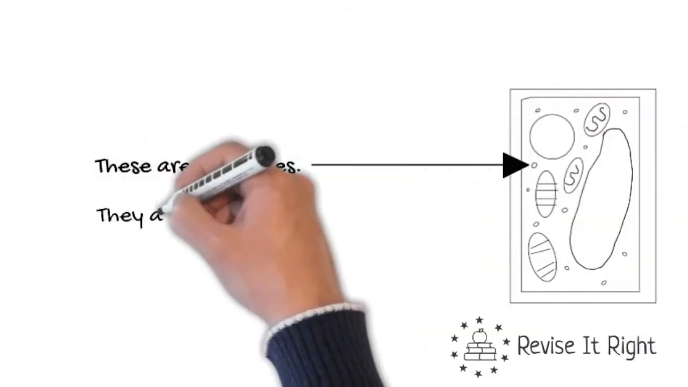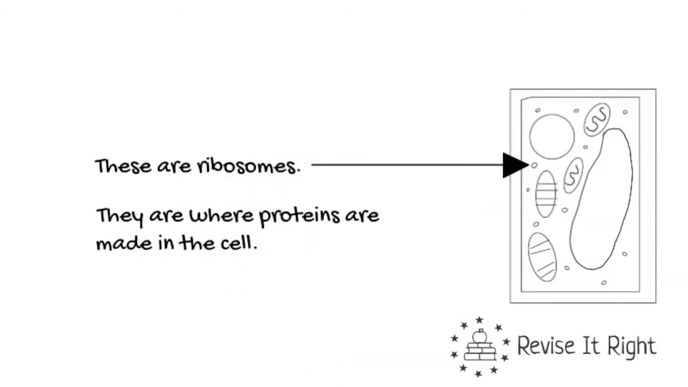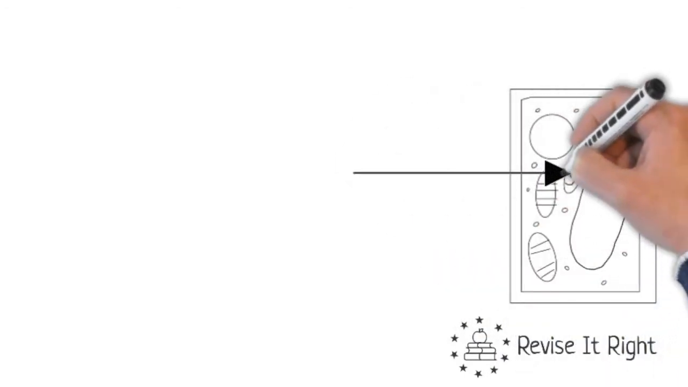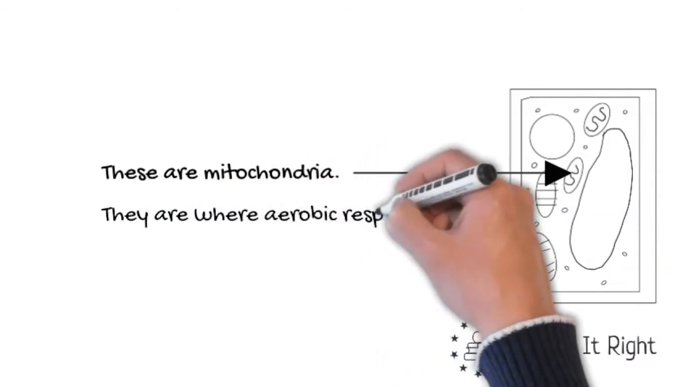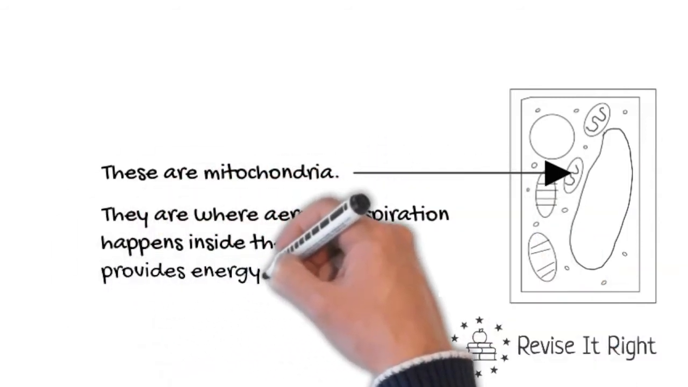Here is a ribosome. They are where proteins are made in the cell. Here is a mitochondria. It is where aerobic respiration happens inside the cell, which provides energy.